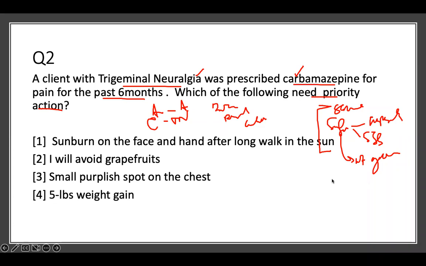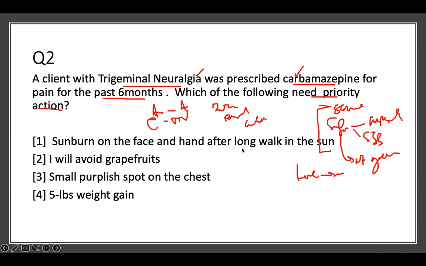And carbamazepine is removed from the body through the liver, not the kidney. So it's the liver metabolism of the carbamazepine that gets rid of it. So that's the information I have, and I'm going to use it to answer the question.